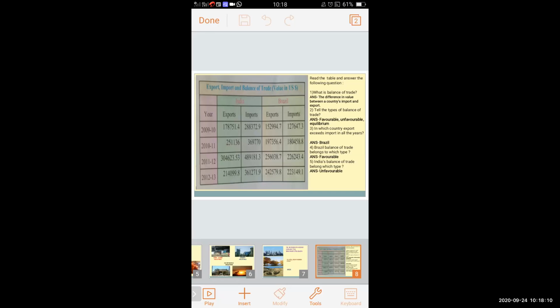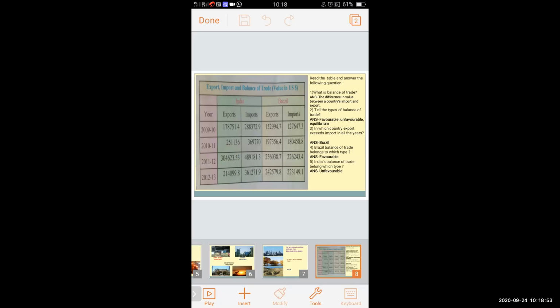So here are some of the questions I've given. Read the table and answer the following questions. Now we have read the table. We have seen that in India export is less and import is more, and in Brazil export is more and import is less. What is balance of trade? Balance of trade means the difference in the value between the country's import and export. We have seen the difference in both countries, India and Brazil. In India, export is less. In Brazil, export is more. In India, import is more. And in Brazil, import is less. So this is called the balance of trade.